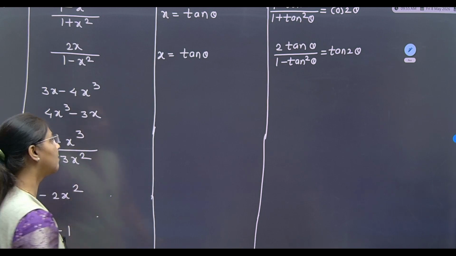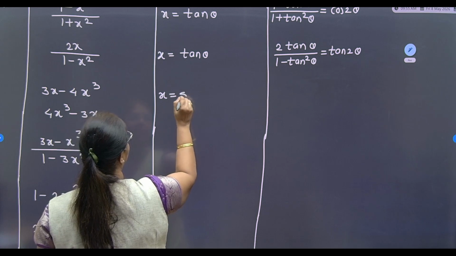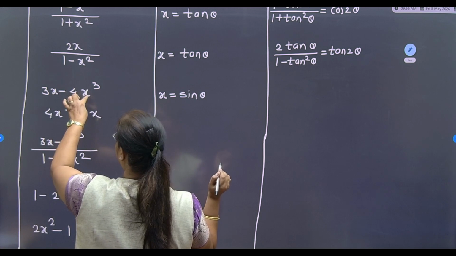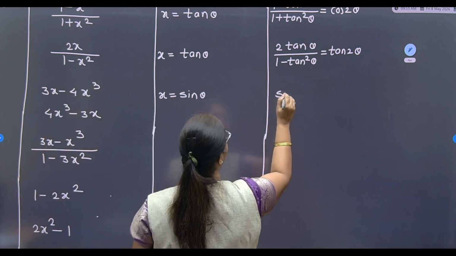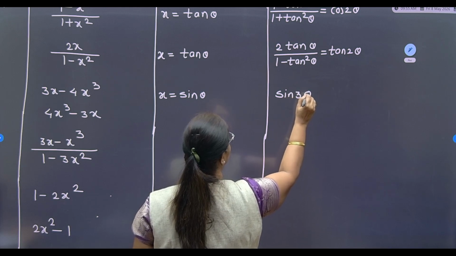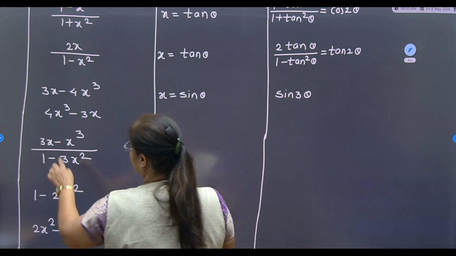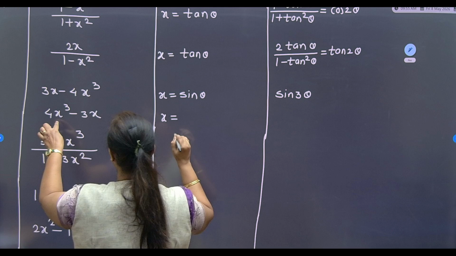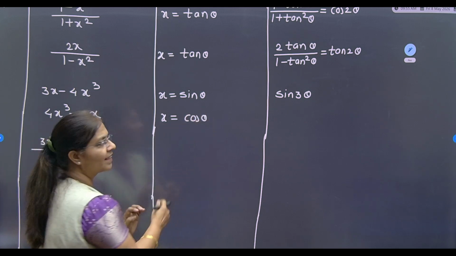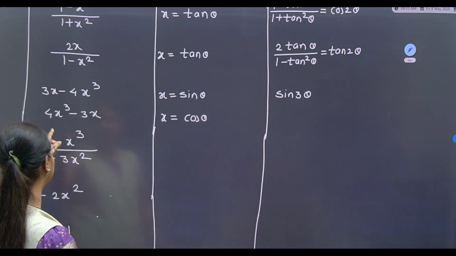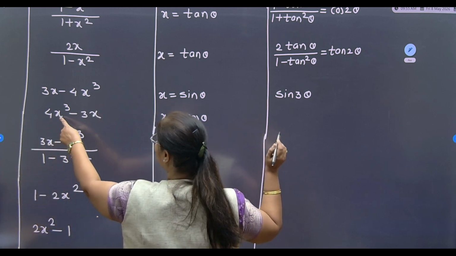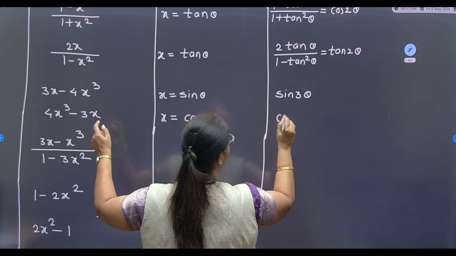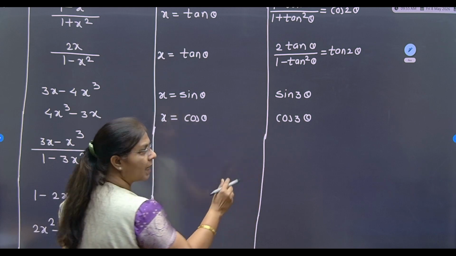Next, 3x minus 4x cube. Put x is equal to sin theta. 3 sin theta minus 4 sin cube theta. This is a formula of sin 3 theta. 4x cube minus 3x. Put x is equal to cos theta. Therefore here we get 4 cos cube theta minus 3 cos theta, formula of cos 3 theta, triple angle formula.